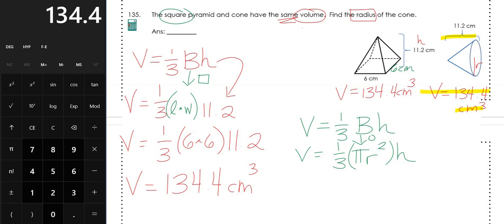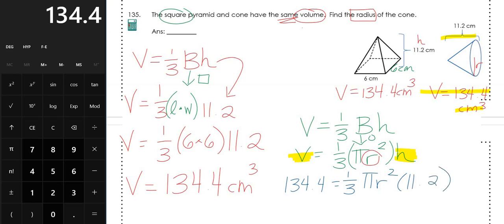Well, I have the volume. It's the 134.4. And I have the height. It's the 11.2, which leaves the only variable to be r. I'm ready to start plugging in and solving for r. I do have enough information. Okay, so let's plug in. The volume is 134.4 equals 1/3 pi r squared, and then my height is 11.2.